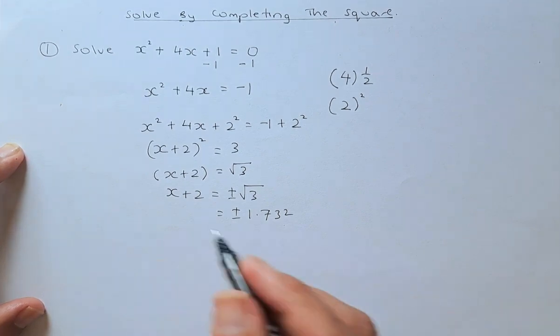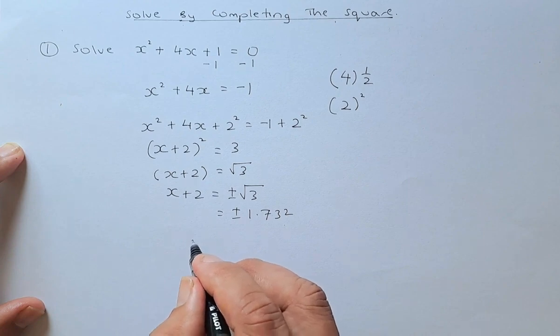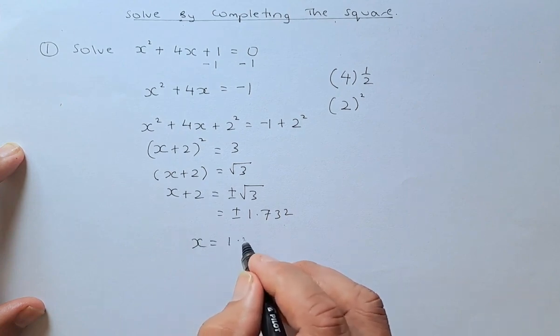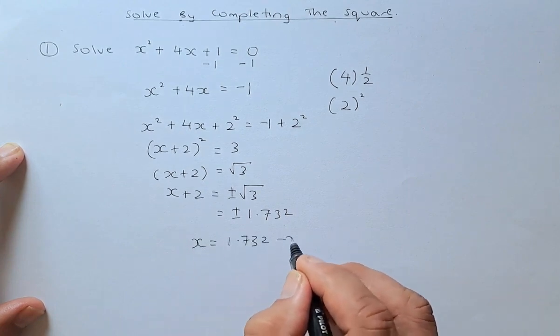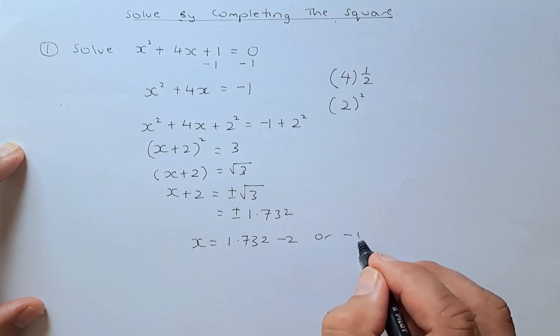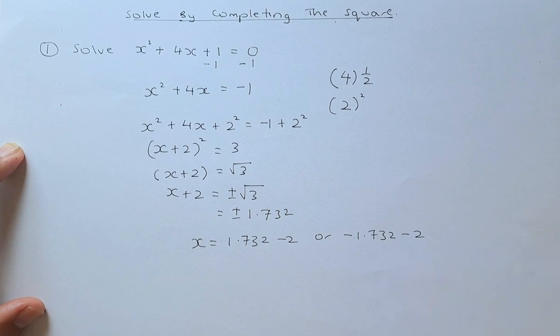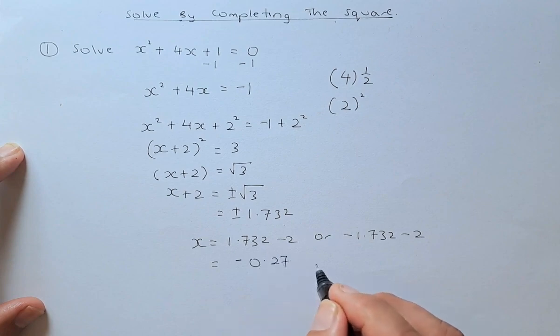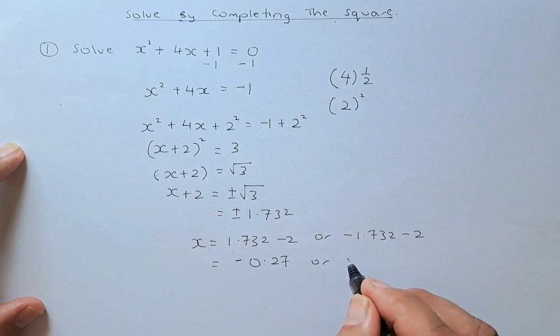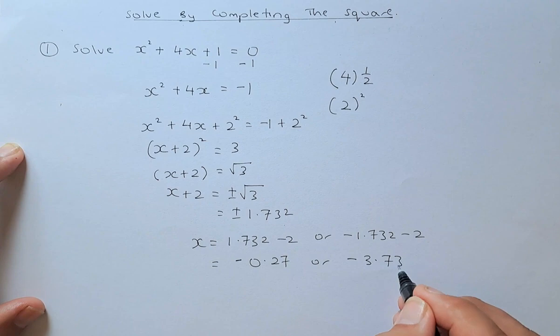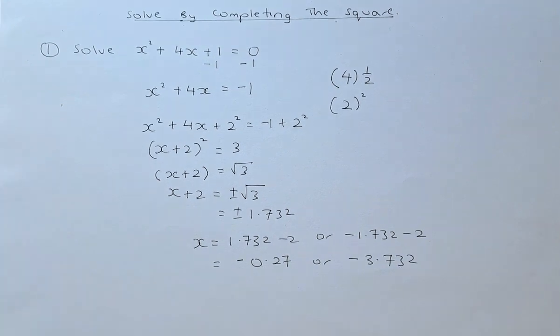And the last step is to solve for x. So x could be 1.732 minus 2 or negative 1.732 minus 2. Put in your calculator and the answer is going to be negative 0.27 or the answer is minus 3.732. So that is a simple version of how to solve a quadratic by completing the square.